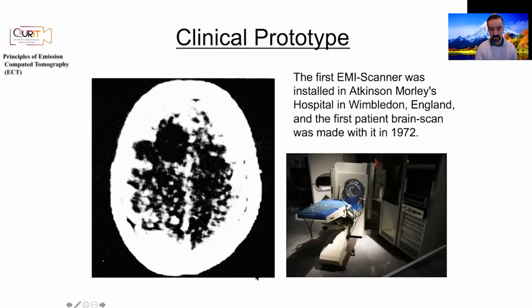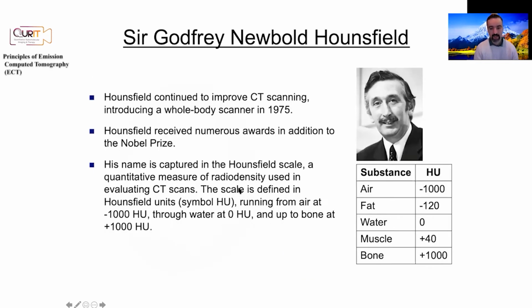Yeah, so here's history in the making. The first EMI scanner was installed in Wimbledon, England, and the first patient scan was made with it in 1972. And here's a scan that you're seeing here. And to honor him, the so-called Hounsfield unit is named after Hounsfield.